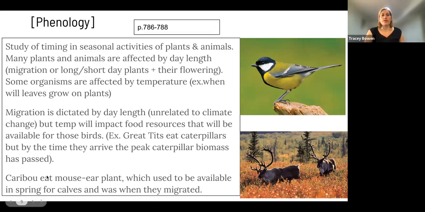Another example of this for phenology being caribou eat mouse ear plant, which grows in the Arctic. It used to be available for spring-born calves, baby caribou, in the spring, and that was why they migrated at the time that they did. But then mouse ear plant is not growing the same way that it used to. So food sources are reduced, which then means that the calves can't get as much food, which stunts their growth and limits their health. And then they're more prone to being hunted by wolves, for example, or dying due to malnutrition.